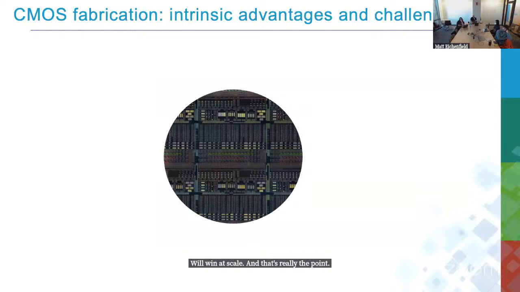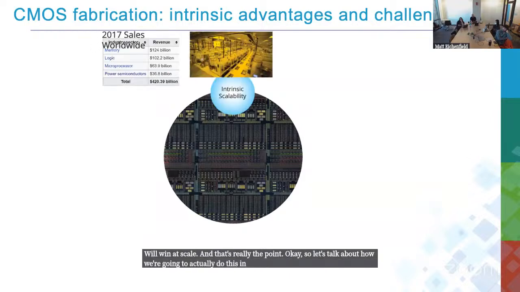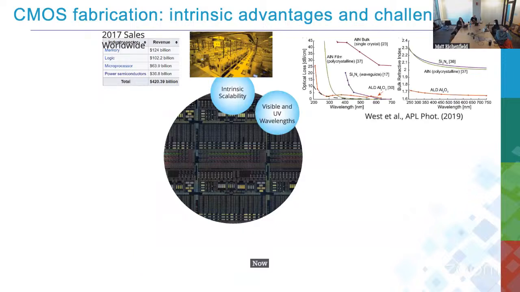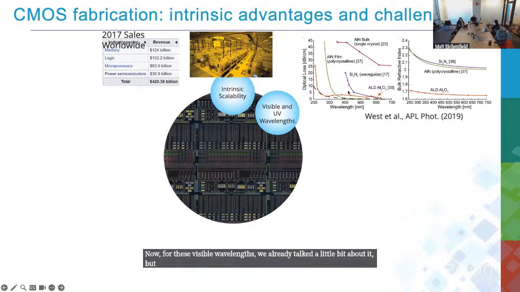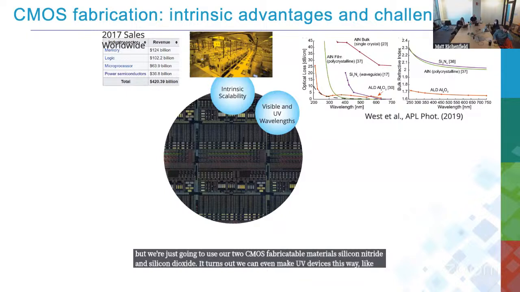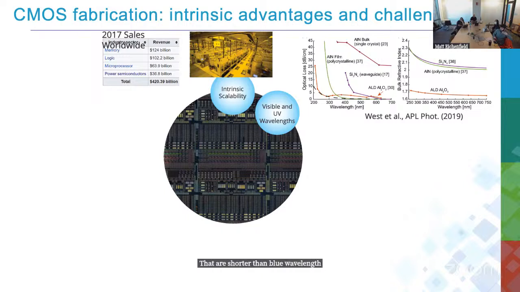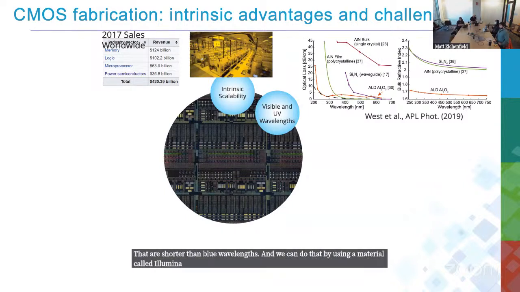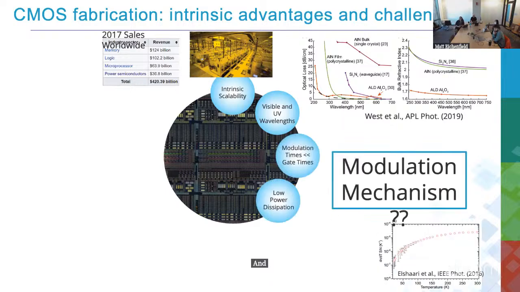Okay, so let's talk about how we're going to actually do this in a CMOS foundry. First of all, the intrinsic scalability, we get it for free, right? That's the whole point. If we make these things in a CMOS foundry, we get the scalability. Now, for these visible wavelengths, we already talked a little bit about it, but we're just going to use our two CMOS fabricatable materials, silicon nitride and silicon dioxide. It turns out we can even make UV devices this way, with wavelengths shorter than blue wavelengths, and we can do that by using a material called alumina as the core of the waveguide. So that's Al2O3 rather than Si3N4. But for our purposes here, we're really concerned with these visible wavelengths, 620 and 740, and that works perfectly well with silicon nitride and, excuse me, silicon nitride and silicon dioxide.